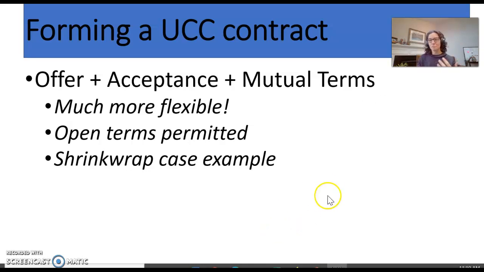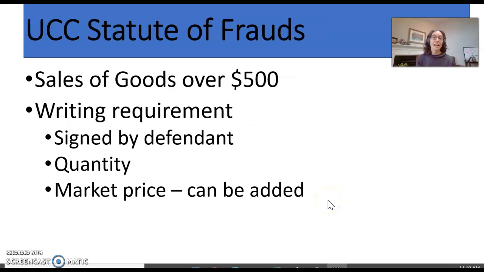Again, pro-business, pro-contract. The statute of frauds still applies in the Uniform Commercial Code. So we don't get away from this whole provision of the sale of goods over $500. That should sound familiar. We've already mentioned that. I told you we'd be coming back to it, so here we are. There is still a writing requirement, just like there is in the common law. But again, the terms can be not as rigid. Still has to be signed by the defendant. Still should say the quantity. But let's say it doesn't say the price, just to use that as an example. The market price can be added.